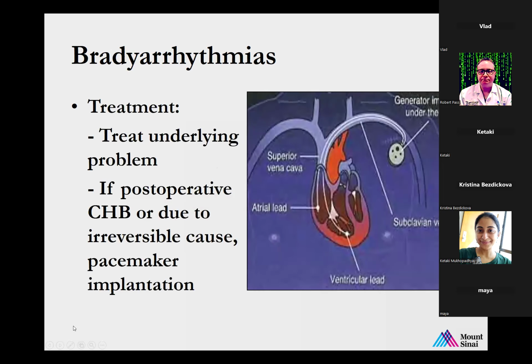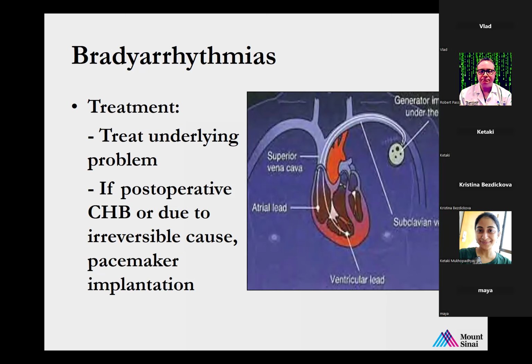Now, how do we treat these bradyarrhythmias? Well, you can treat the underlying problem. Of course, the only underlying problems that we can treat are things like Lyme disease, or I guess you could argue that myocarditis is treatable, although nobody really knows for sure. But the bottom line is, if we have postoperative heart block, or if it's due to an irreversible cause, then we will place a pacemaker in the heart.